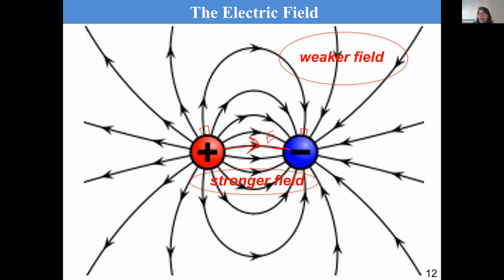The field is stronger closer to the charge. That means you see that here the lines are very close to each other, denser. That is called a stronger field. But here I have a weaker field because the electric field lines are far away from each other.